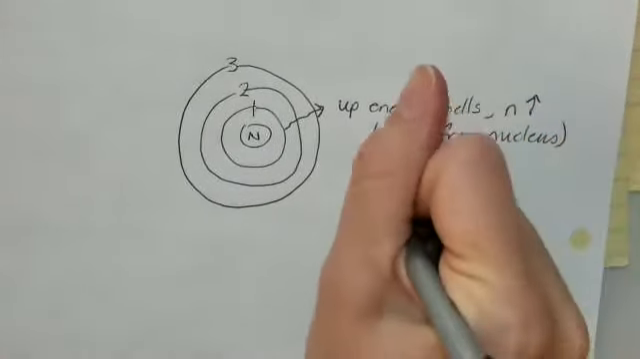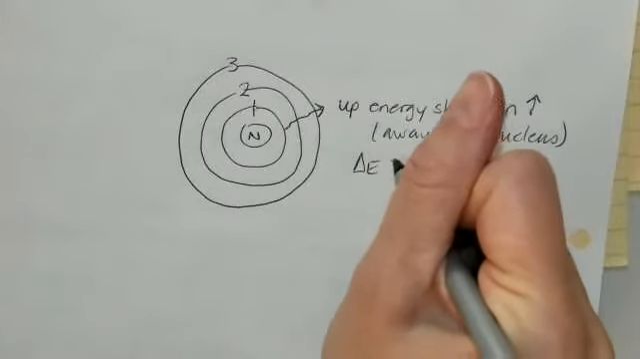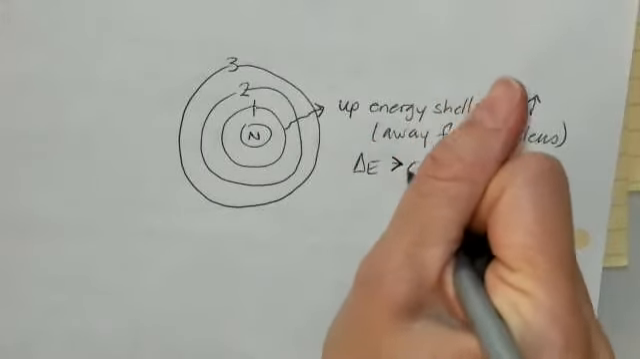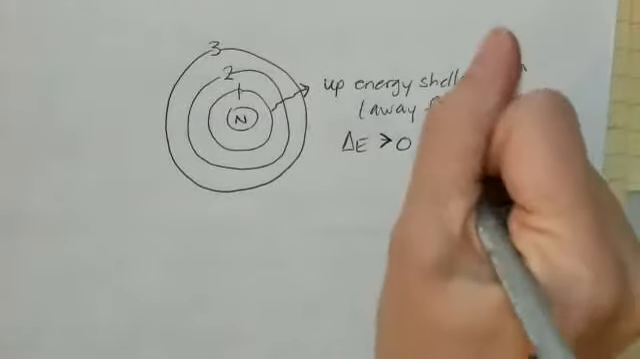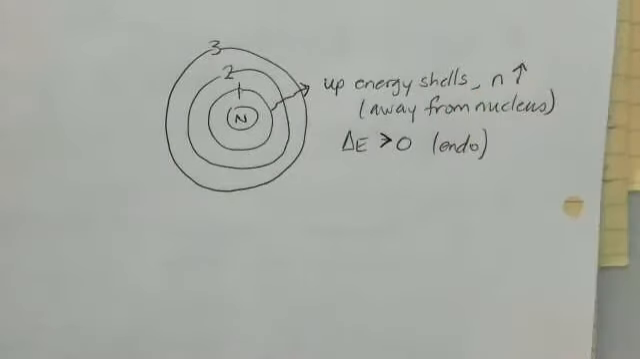That change in energy is always going to be greater than 0. You can think of this as an endothermic process, where you have to put energy in to make that electron move away from the nucleus, because that will make it unhappy.